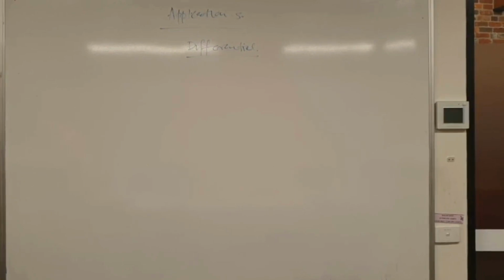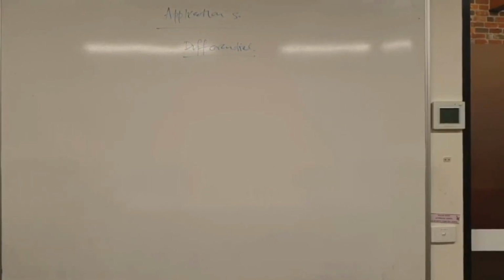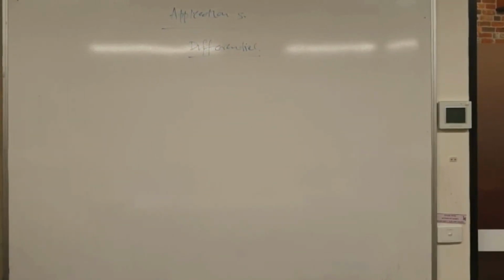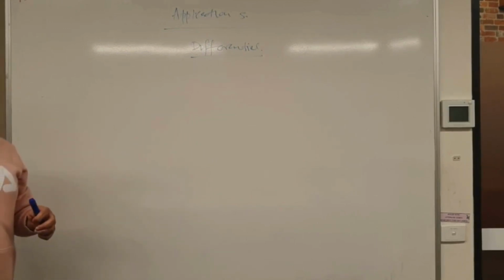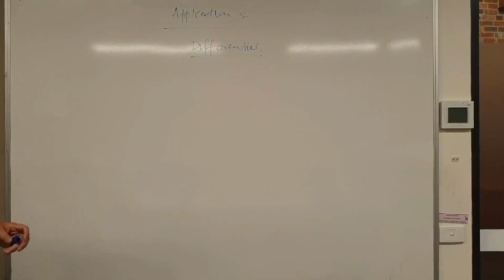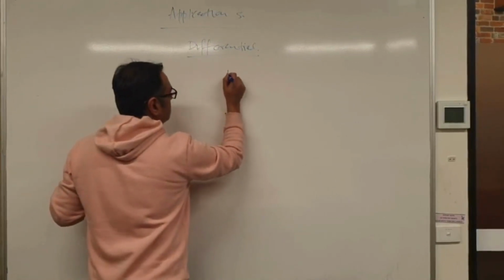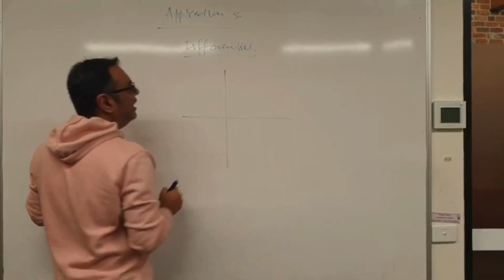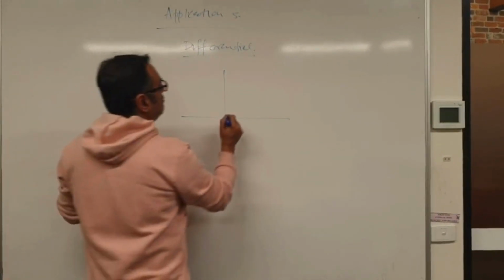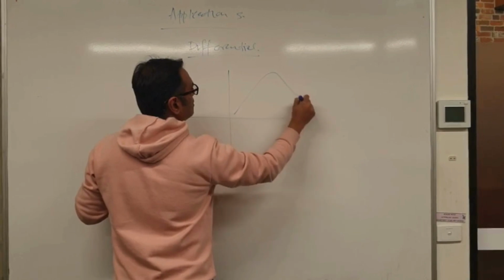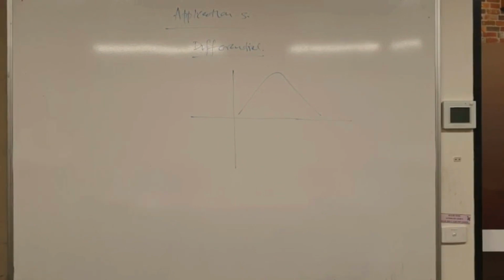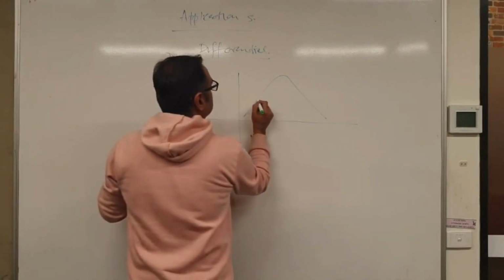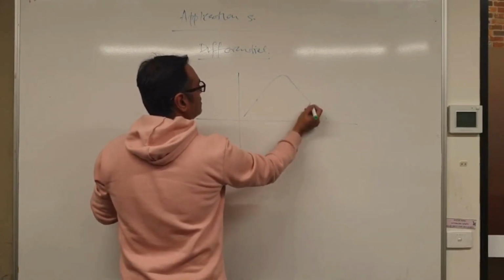Halfway through now. Gradient at a point. It's the gradient of the tangent at a point on the graph. Awesome. 100% right. So, Ryan, if you missed it, for example, if I have a curve like this, I have to find the differential at this point, at this point, and at this point.